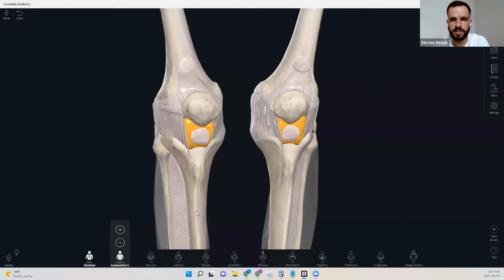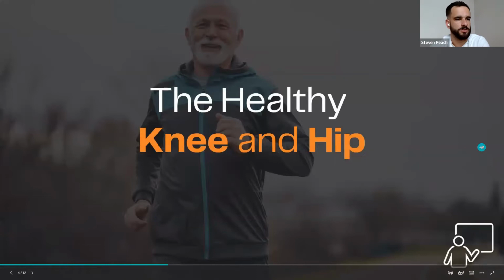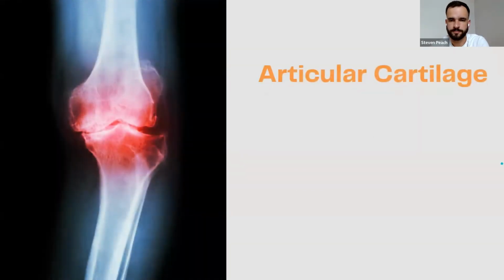So big difference between the knee and the hip is the knee has a meniscus and the hip does not. The hip has a labrum, which is somewhat similar, but it's definitely a little bit different than the meniscus, okay? All right, so let's keep going here.